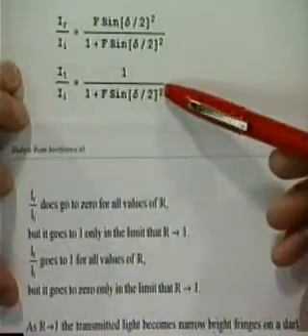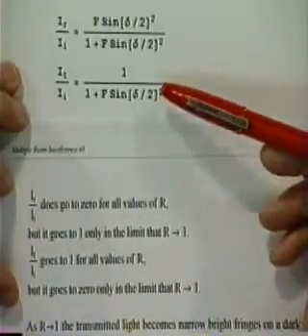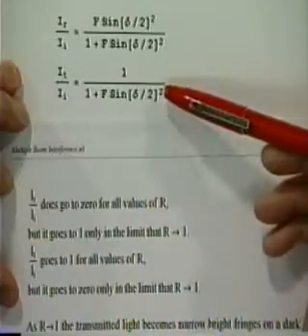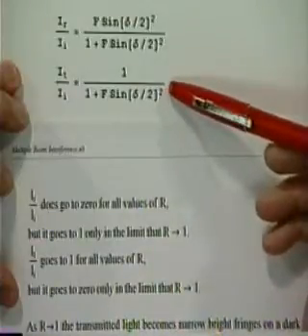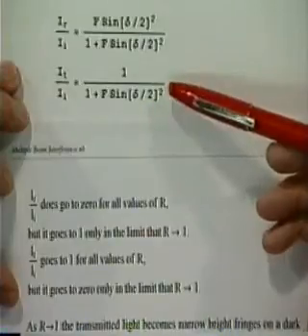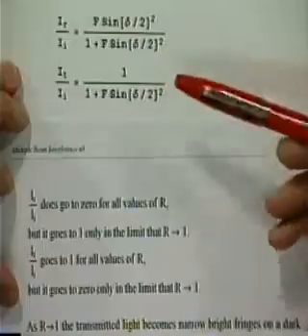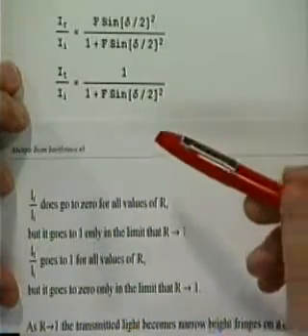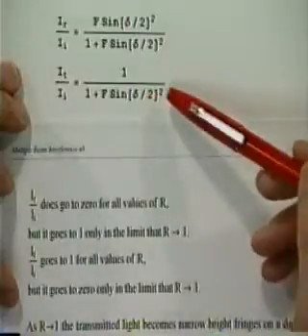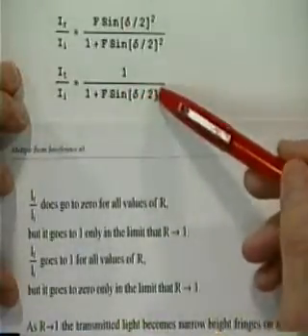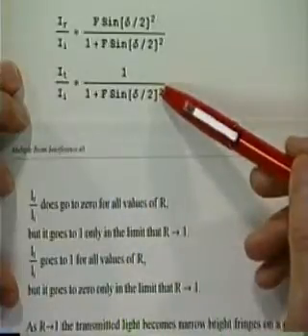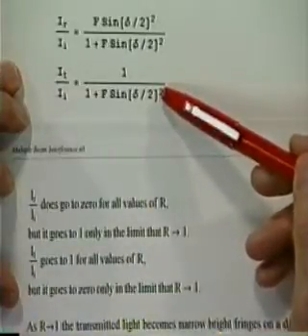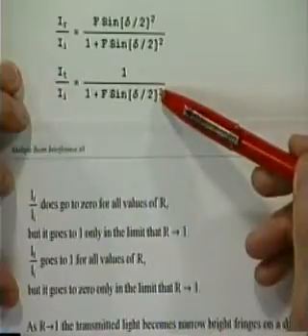The next thing, as R goes to 1, if we look at the transmitted light, and we'll see this maybe better when we look at the plots in a second, but I'll state it now. As R goes to 1, the transmitted light is going to become narrow, bright fringes on a dark background. It's going to become essentially delta functions. It's going to be 0 except for when the sine squared of delta goes to 0. And so we're going to get narrow, bright fringes on a dark background.